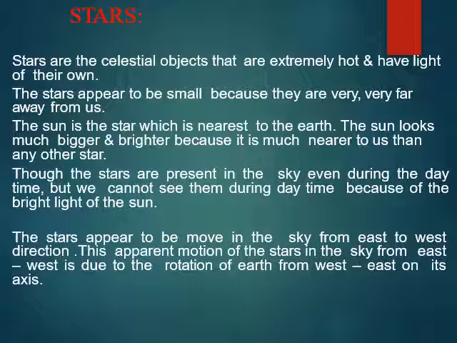Though the stars are present in the sky even during the daytime, we cannot see them during daytime because of the brightness of the sun. The stars appear to move in the sky from east to west. The apparent motion of the stars from east to west is due to rotation of the earth from west to east on its axis. So, stars appear to move from east to west while rotation of earth takes place from west to east.